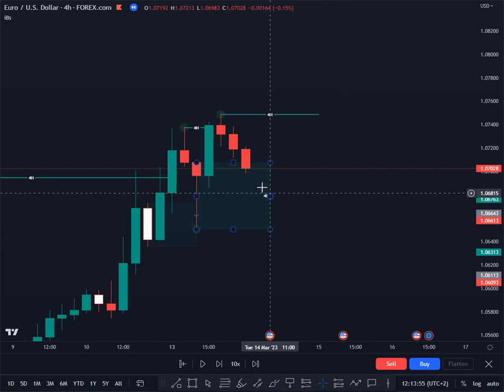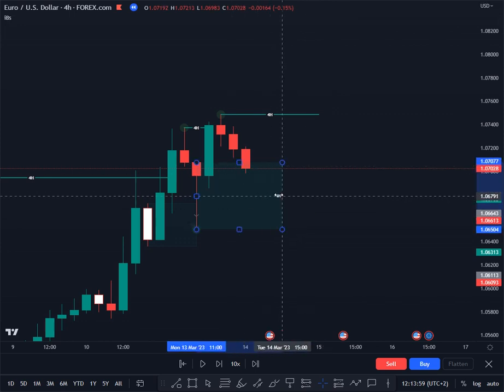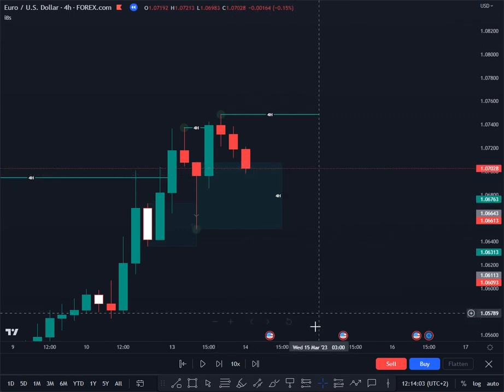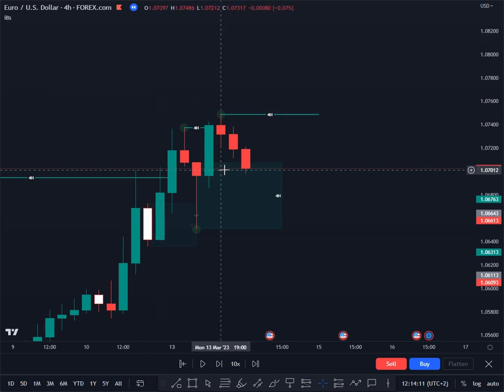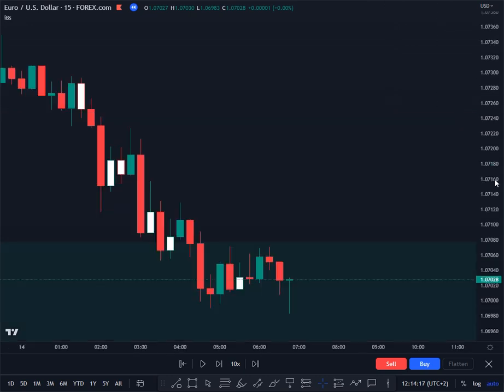But yes, price has also tapped into my 4-hour demand zone over here. So anywhere within this zone, I'm looking for price to reverse and go up to break structure to the upside. But we're gonna see that first on the M15. If the M15 starts to break structural highs, right?